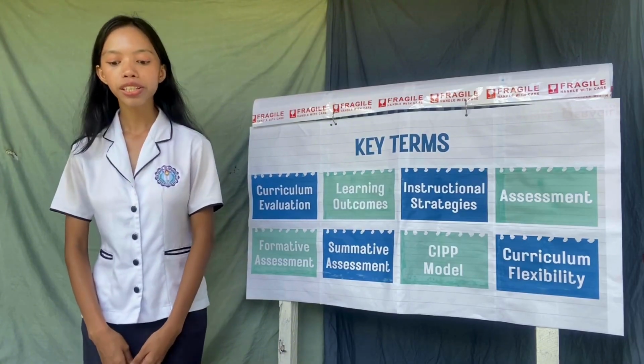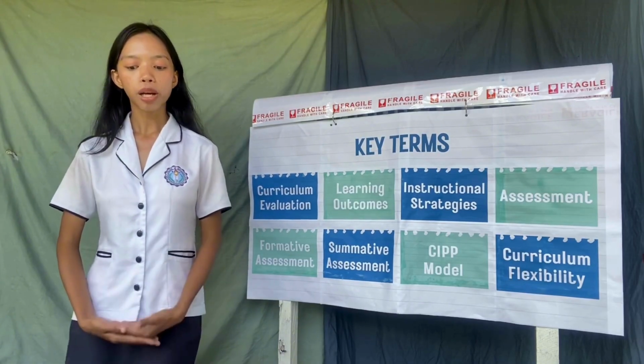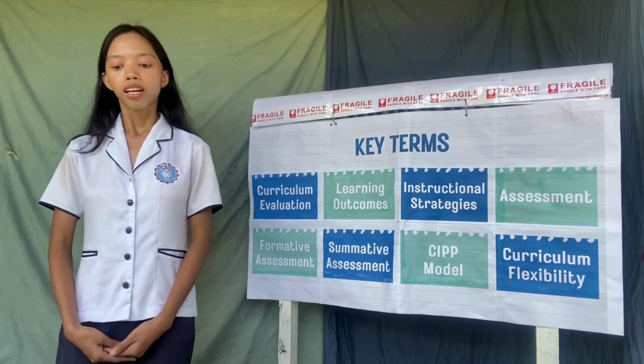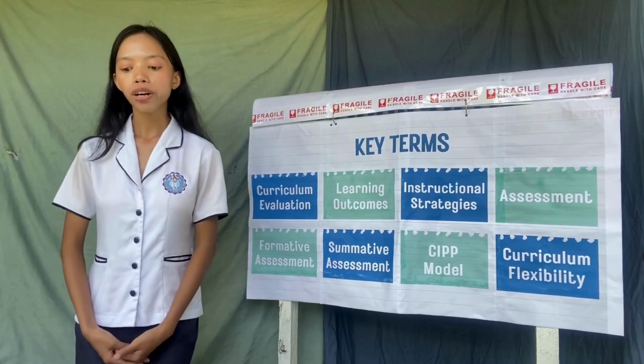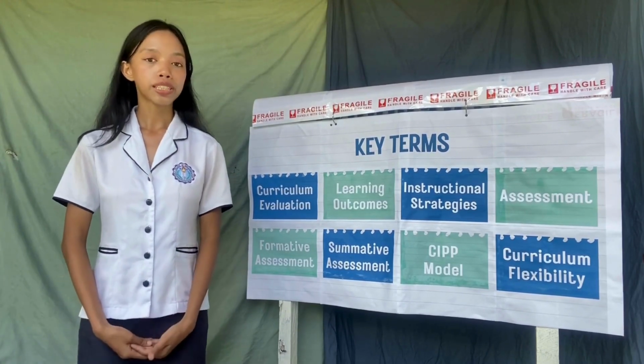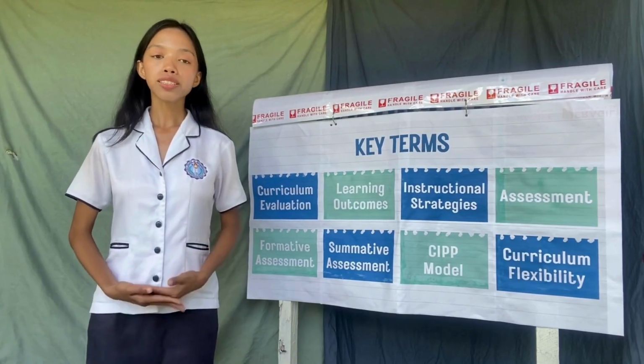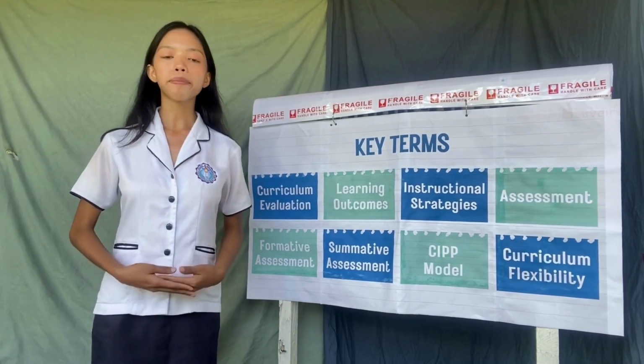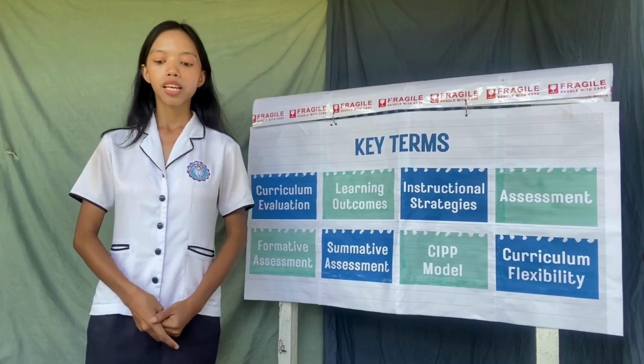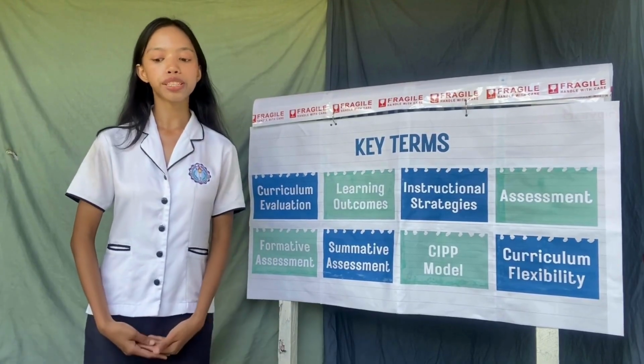In conclusion, this chapter teaches us that we're not just deliverers of content. We are also curriculum thinkers. We reflect, we adapt, and we constantly improve how learning happens in the classroom. So that's our overview for Chapter 5.